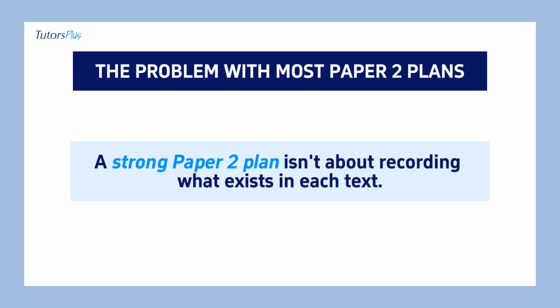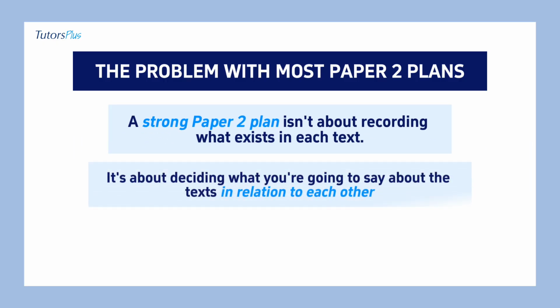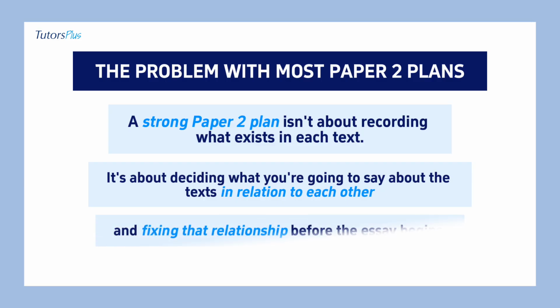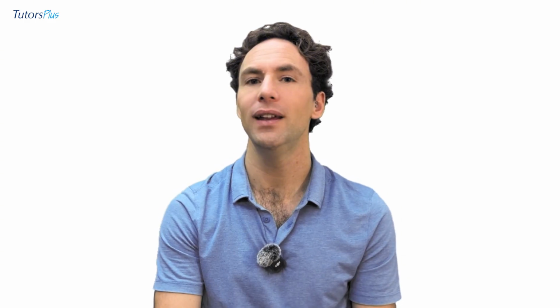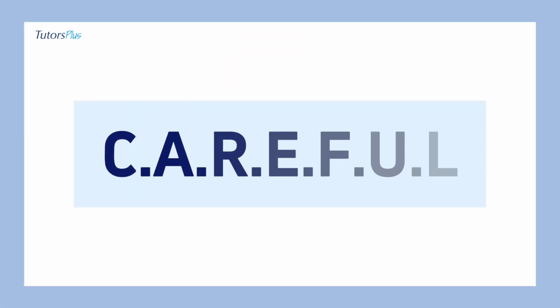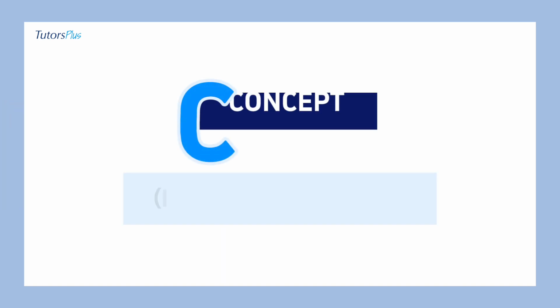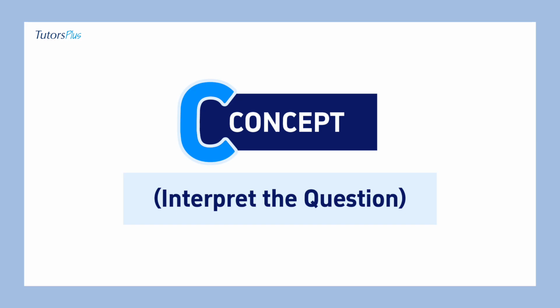A strong Paper 2 plan isn't about recording what exists in each text. It's about deciding what you're going to say about the texts in relation to each other, and fixing that relation before your essay begins. So to solve this, I want to give you a single planning logic that you can memorize and use in any Paper 2 exam. And it's called CAREFUL. C.A.R.E.F.U.L.